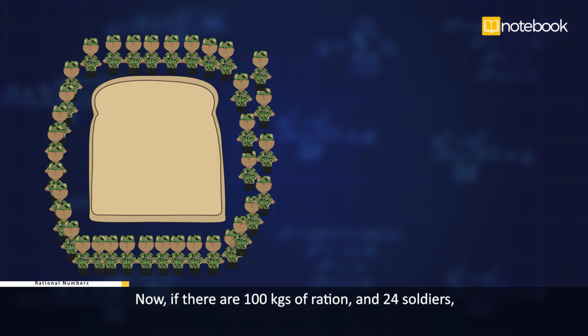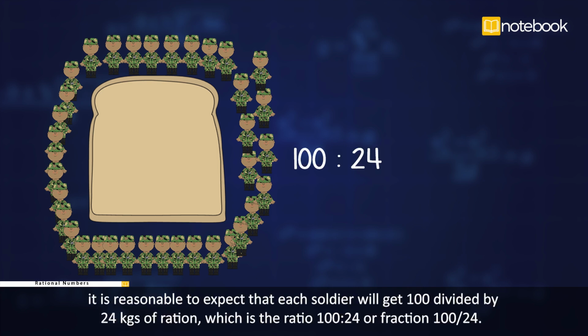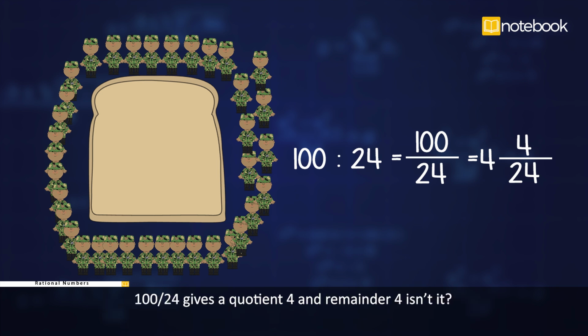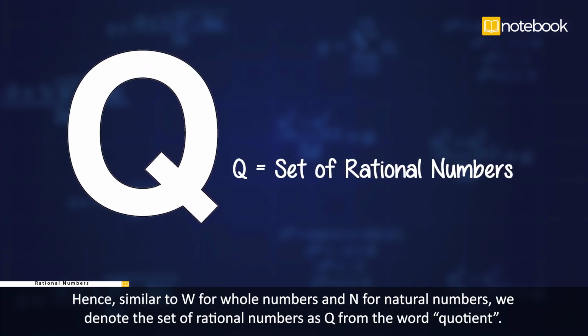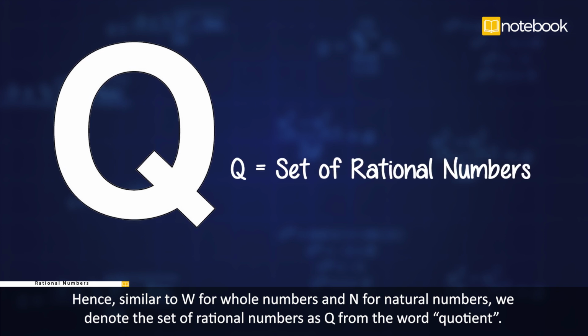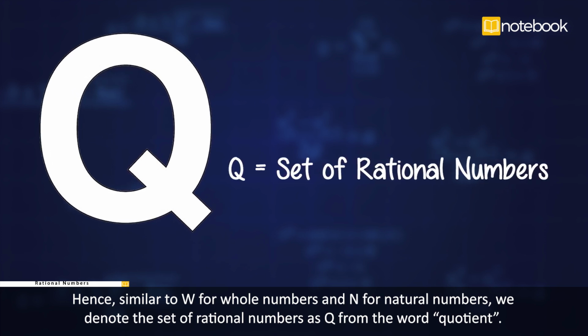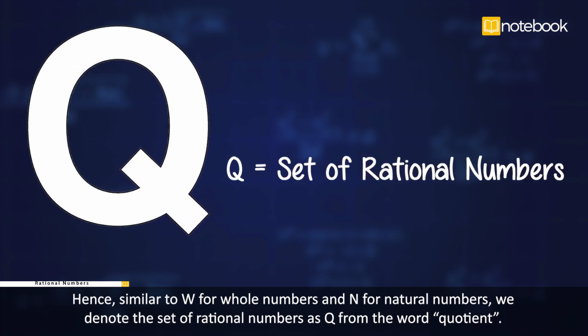Now, if there are 100 kgs of ration and 24 soldiers, it is reasonable to expect that each soldier will get 100 divided by 24 kgs of ration, which is a ratio of 100:24 or fraction 100 by 24. 100 by 24 gives a quotient 4 and remainder 4, isn't it? Hence, similar to capital W for whole numbers and capital N for natural numbers, we denote the set of rational numbers as capital Q from the word quotient.